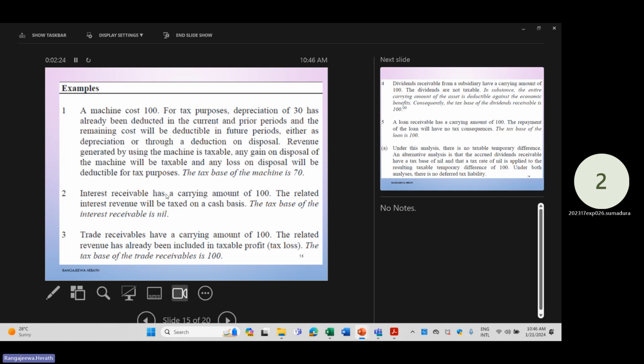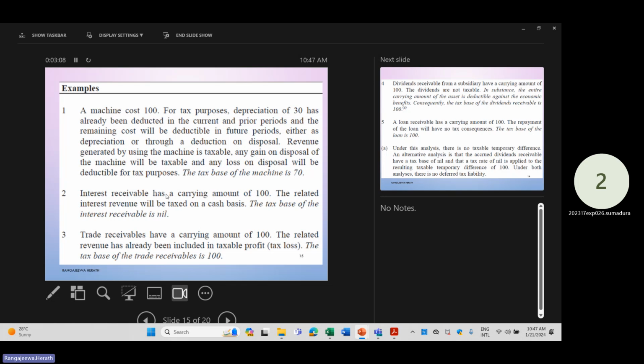Trade receivable has carrying amount 100. Trade receivable debit, sales revenue credit. Trade revenue is already included in the taxable profit. That means for the tax calculation also, you can consider revenue on an accrual basis, right? So according to tax law, if you pass the double entry, you still credit sales, debit trade receivable. So the tax base of trade receivable is also 100. So when carrying amount is 100 and tax base 100, there is no temporary difference. So no deferred tax asset or liability, right?